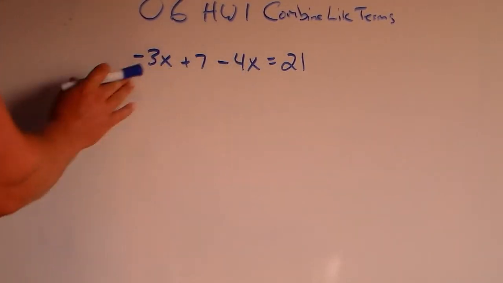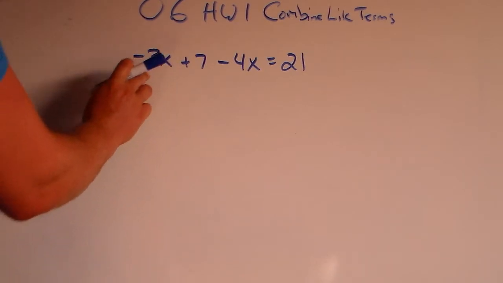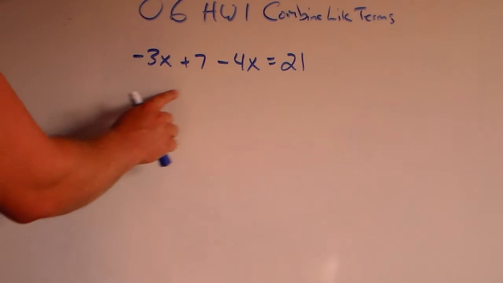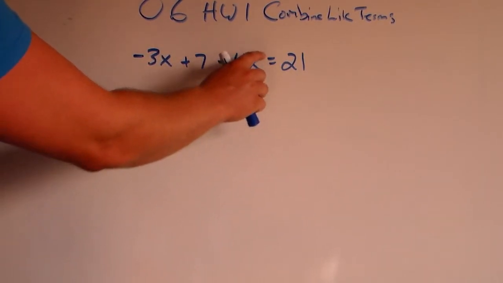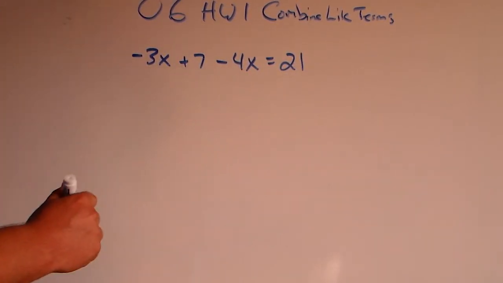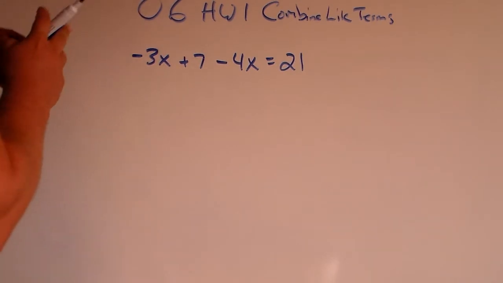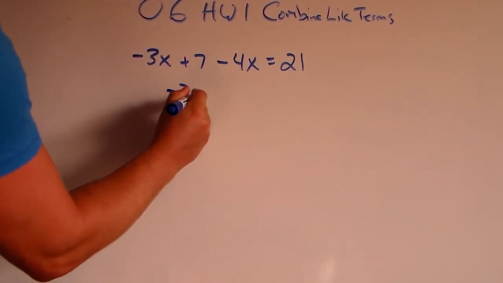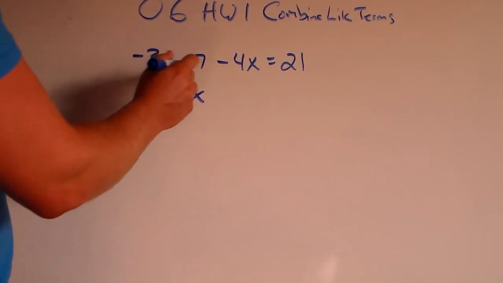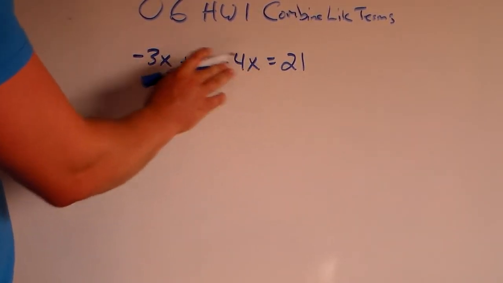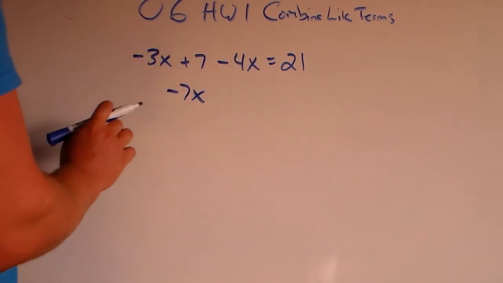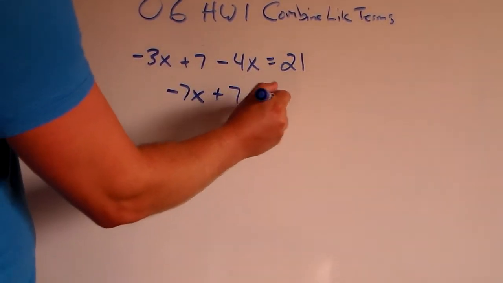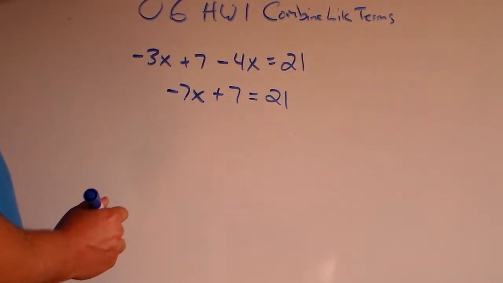Now we have to consider the left-hand side of the equal sign, and we're going to combine all the like terms. So negative 3x to the first power has a like term of negative 4x to the first power. They both have x to the first power. So negative 3x minus 4x gets us negative 7x to the first power. This positive 7 cannot be combined with anything else on the left-hand side of the equal sign. So we carry down the positive 7 equals 21.